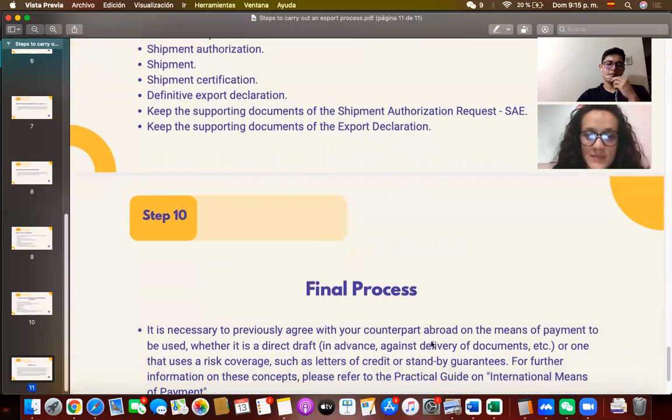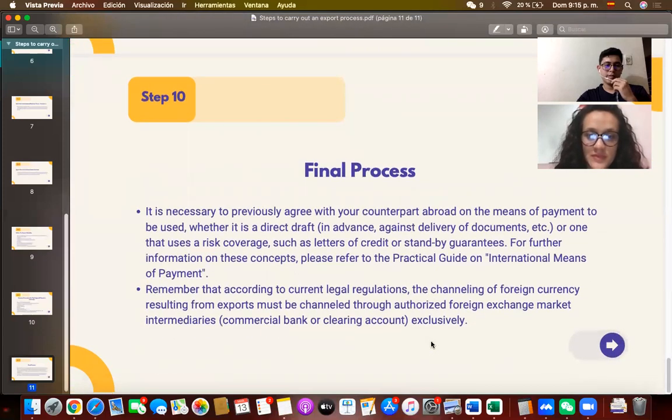Okay, so in the last part, which is the final process, it is necessary to previously agree with your counterpart abroad on the means of payment to be used, whether it is a direct draft in advance, against delivery of documents, or one that uses a risk coverage, such as letters of credit or standby guarantees. For further information on these concepts, please refer to the protocol guide on international means of payment.